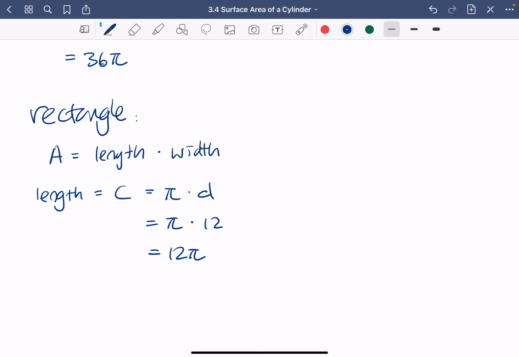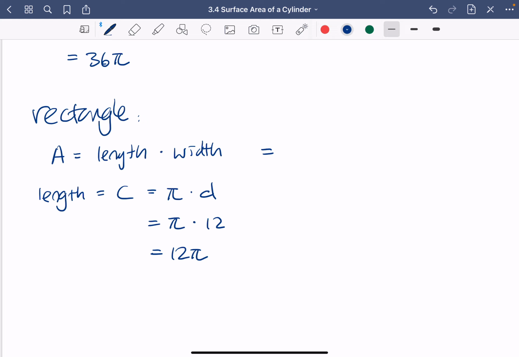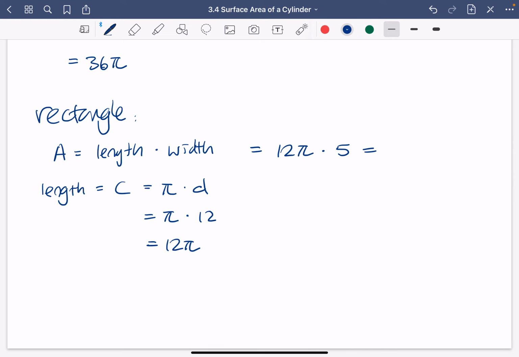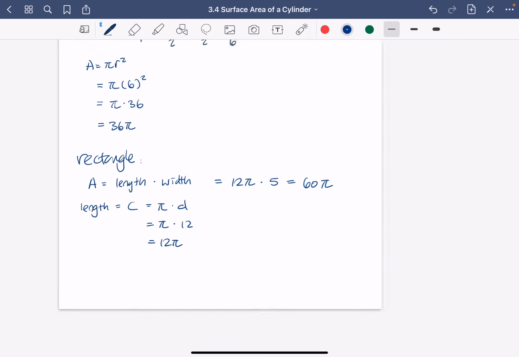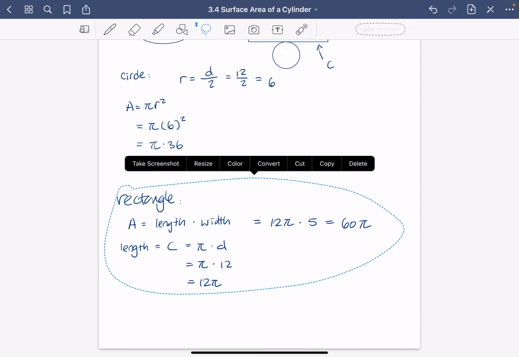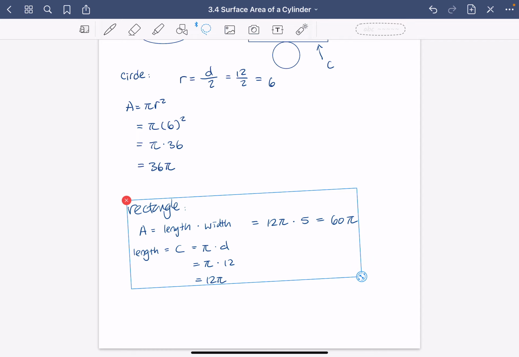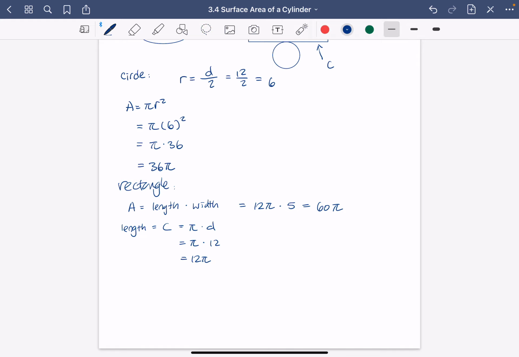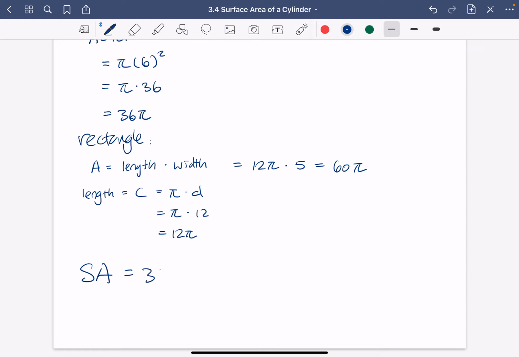So area then is equal to 12 pi times width, which is 5. So the area for the rectangle is 12 times 5, which is 60 pi. Okay, so now we'll just need to find the surface area. So the surface area of the cylinder is the top circle plus the bottom circle plus the rectangle.